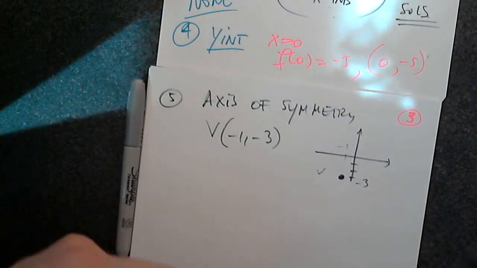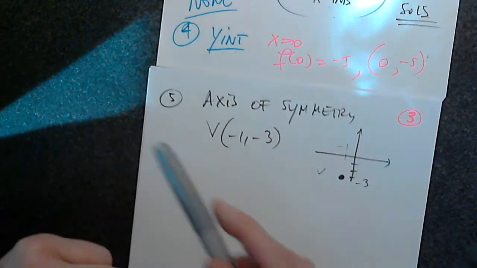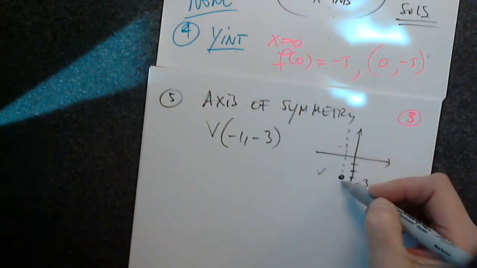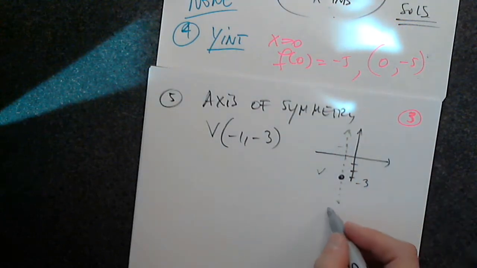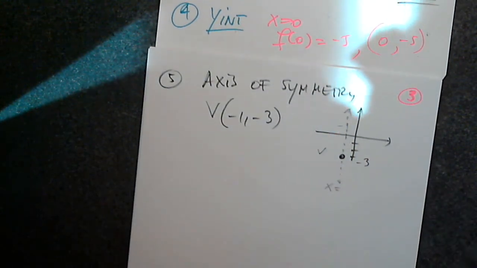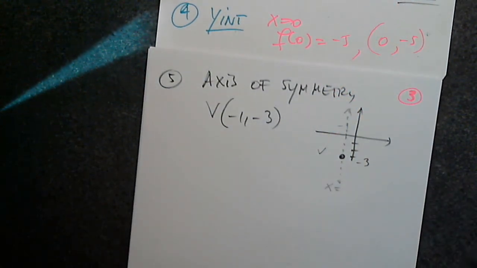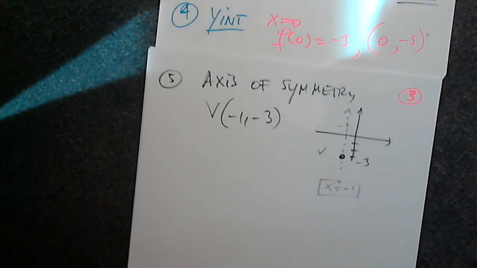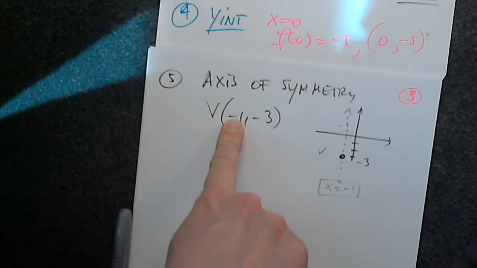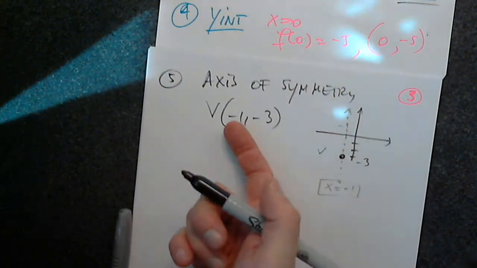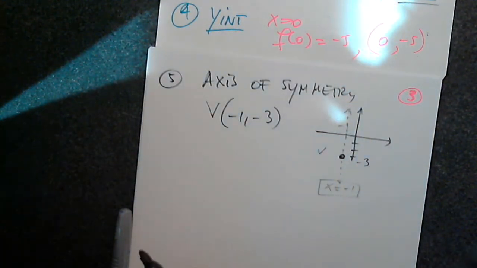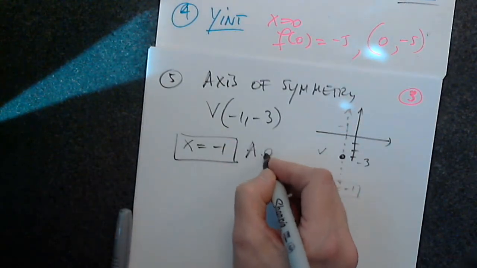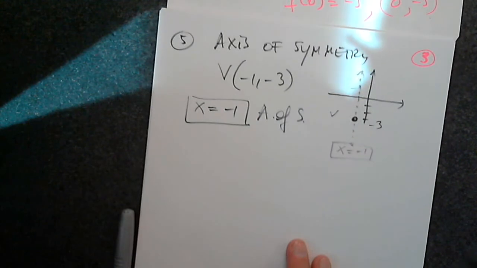Okay, perfect. Now, the axis of symmetry will be the vertical line, of course, that goes through the vertex. Can anyone give us the equation of this line? That's it. Is the vertical line passing the vertex? Of course, it will always be x equals negative 1 in this case. I mean, the x coordinate of the vertex. So x equals negative 1, axis of symmetry.